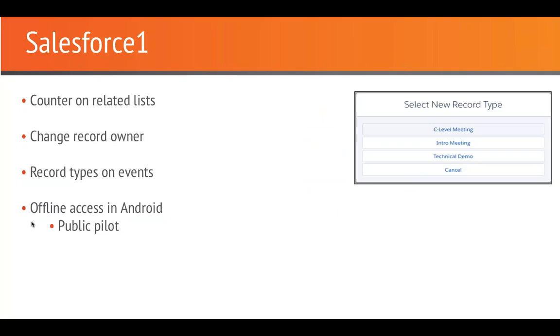And as of summer 16, offline access in Android is in public pilot. You don't often see a public pilot. This basically means that you can enable it yourself. You don't have to contact Salesforce to turn it on. However, the flip side of it being a pilot is there's no guarantee that functionality will ever go generally available.